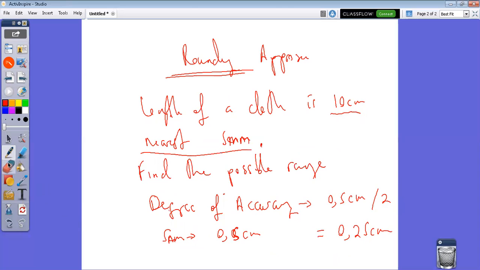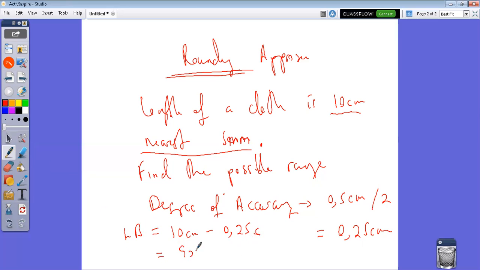So your lower bound is always the measurement minus the degree of accuracy. Upper bound you add. So from what you have just said here, our lower bound is simply equal to 10 centimeters minus 0.25. What do you get?